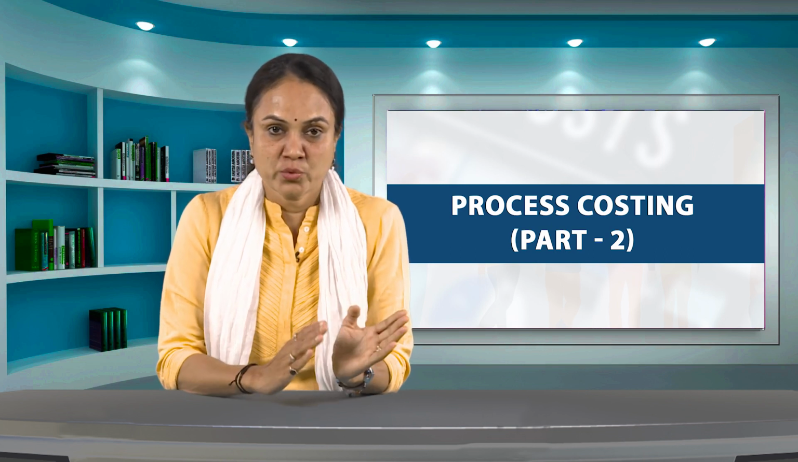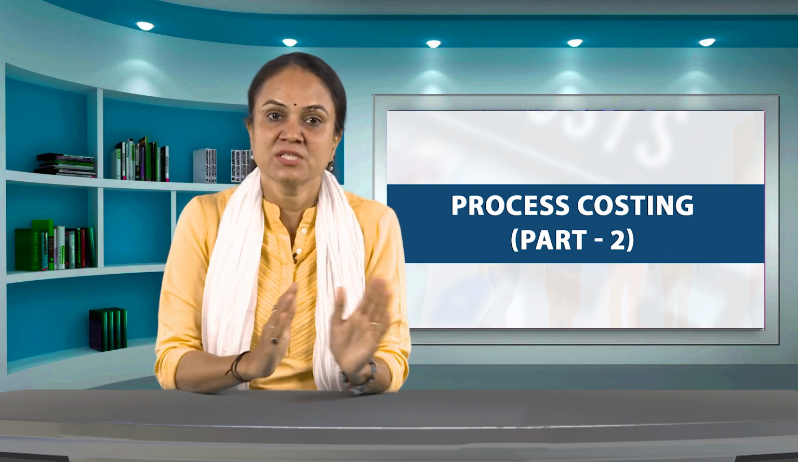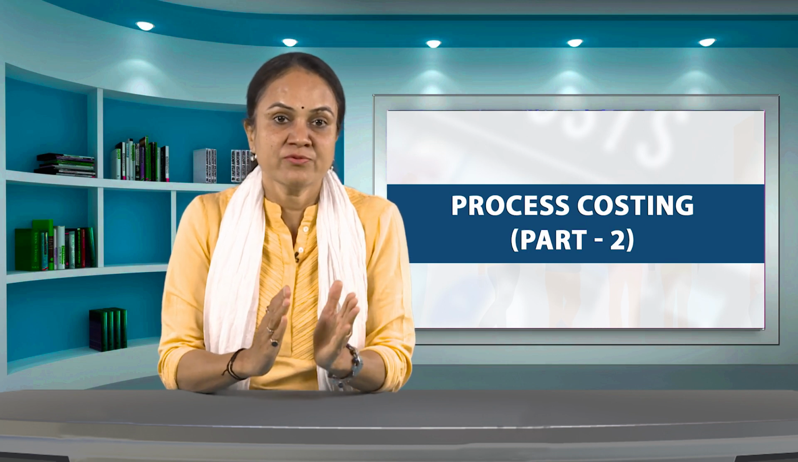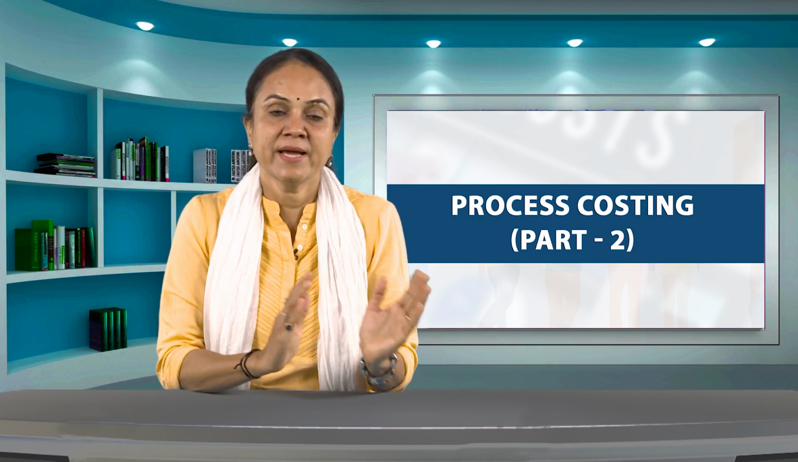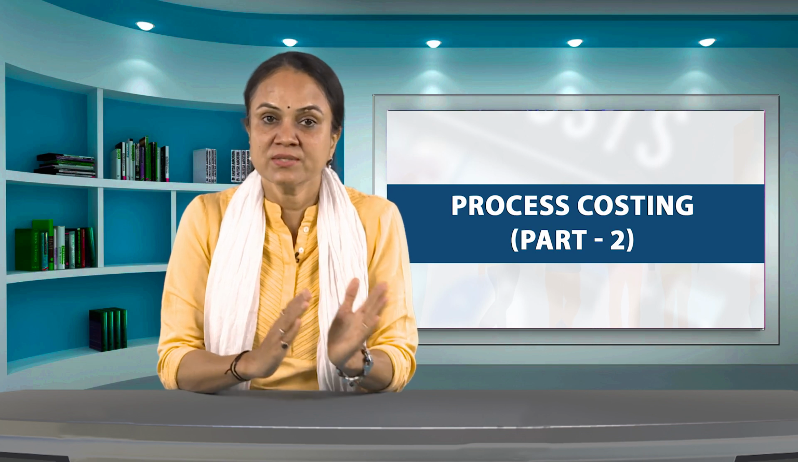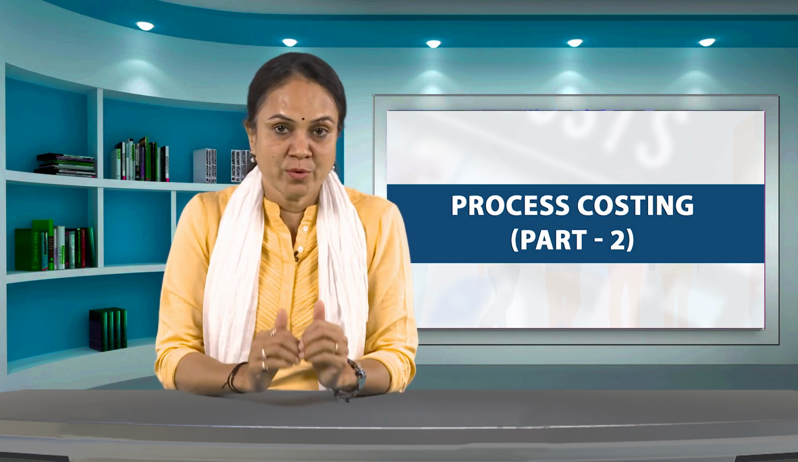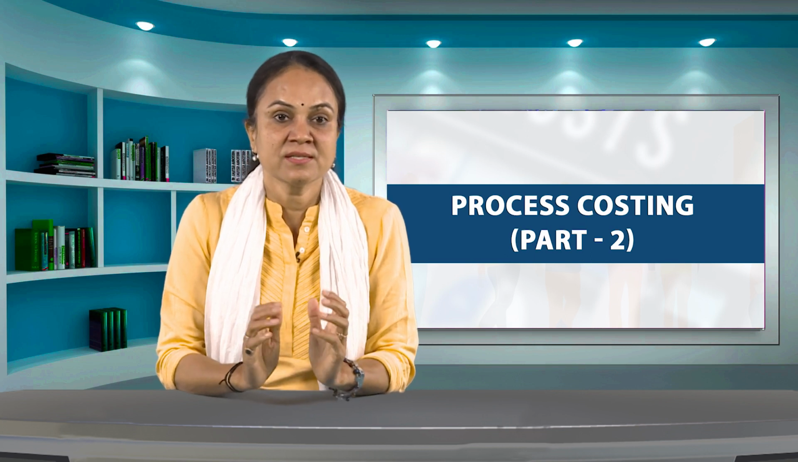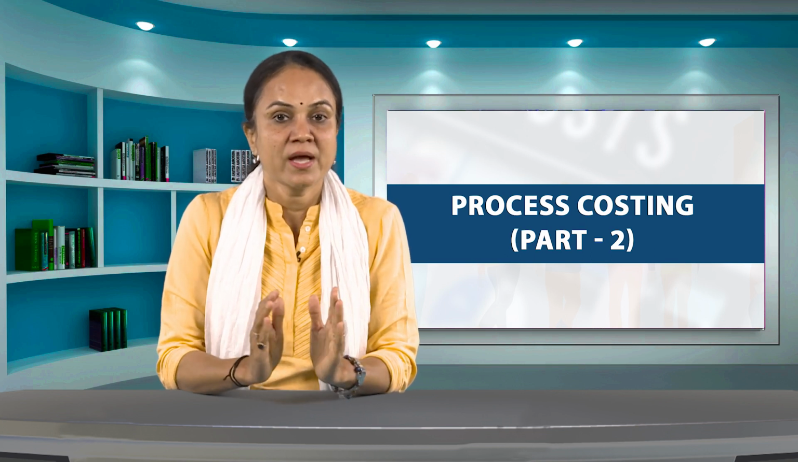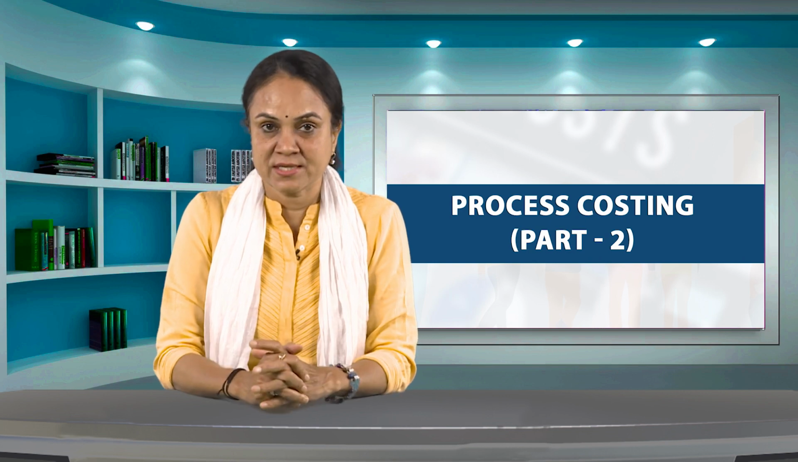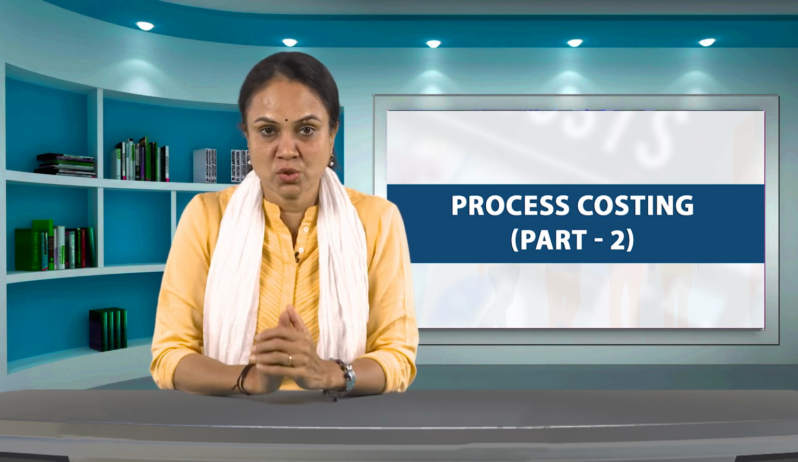Situation 1, 4000 units produced. Situation 2, 3500 units produced, and situation 3, 4200 units produced. Assume that abnormal wastage possesses the same scrap value as the normal wastages. Let us prepare the solution.